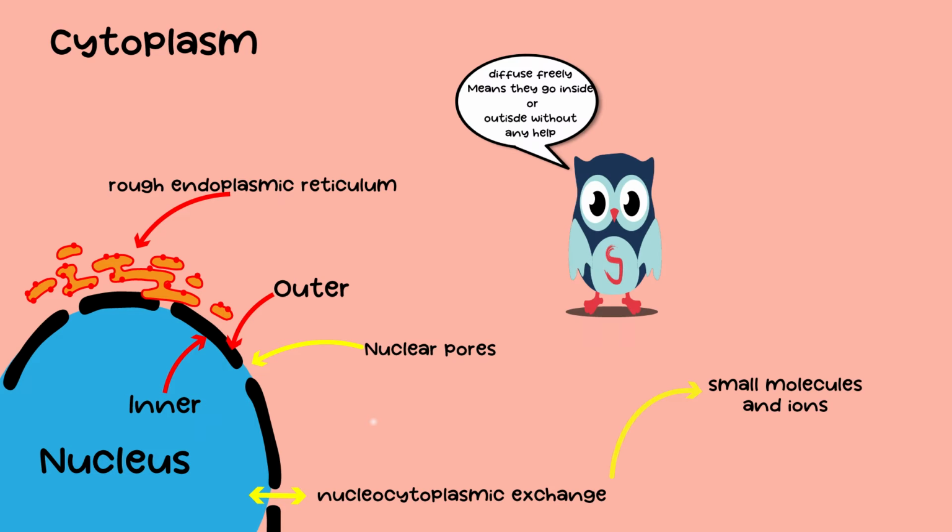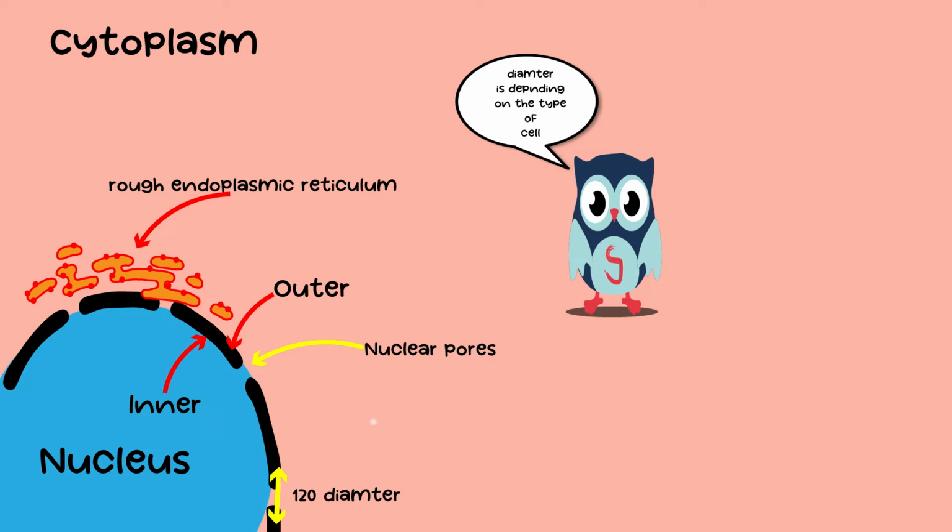Small molecules and ions diffuse freely, while big molecules are transported via active transport or mediated by proteins. We will see how in this video. Nuclear pores have a diameter of about 180 nanometers and a thickness of about 15 nanometers, depending on the cell type. Now let's go to the structure of the nuclear pores.